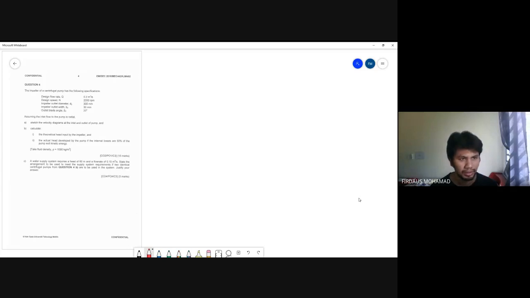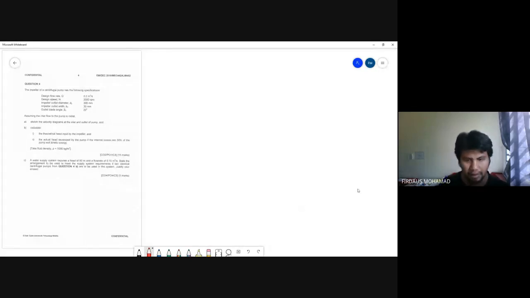So this is December 2018. The impeller of a centrifugal pump has the following specification. So given the design flow rate Q.